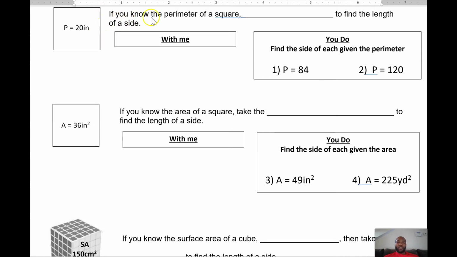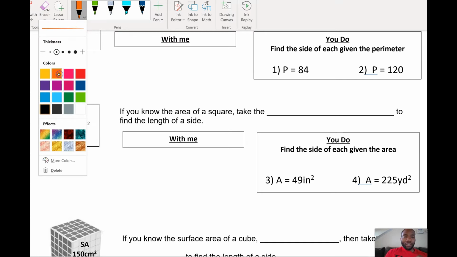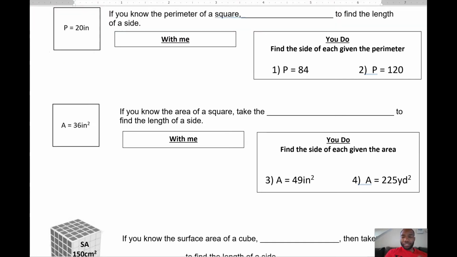It says, if you know the perimeter of a square, do what to find the length of a side? So let's actually understand what the perimeter of a square is. And to the people that showed up to class today, you get all the answers. You don't have to do anything but submit your answers into Flute because we did it together. That's what you get for not coming to class. All right, so perimeter is equal to 4 times the side. That's what we learned yesterday.